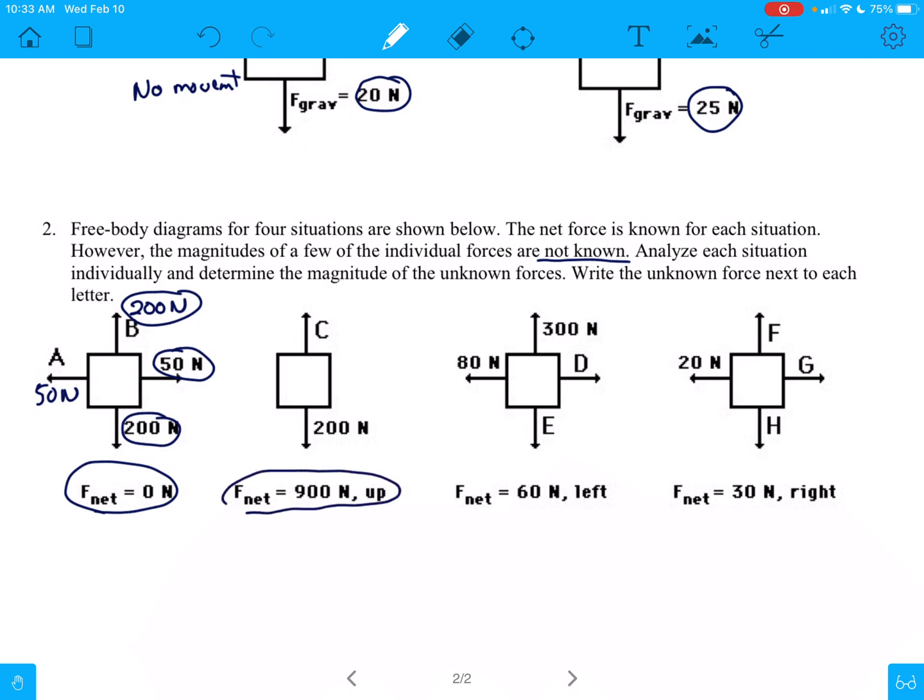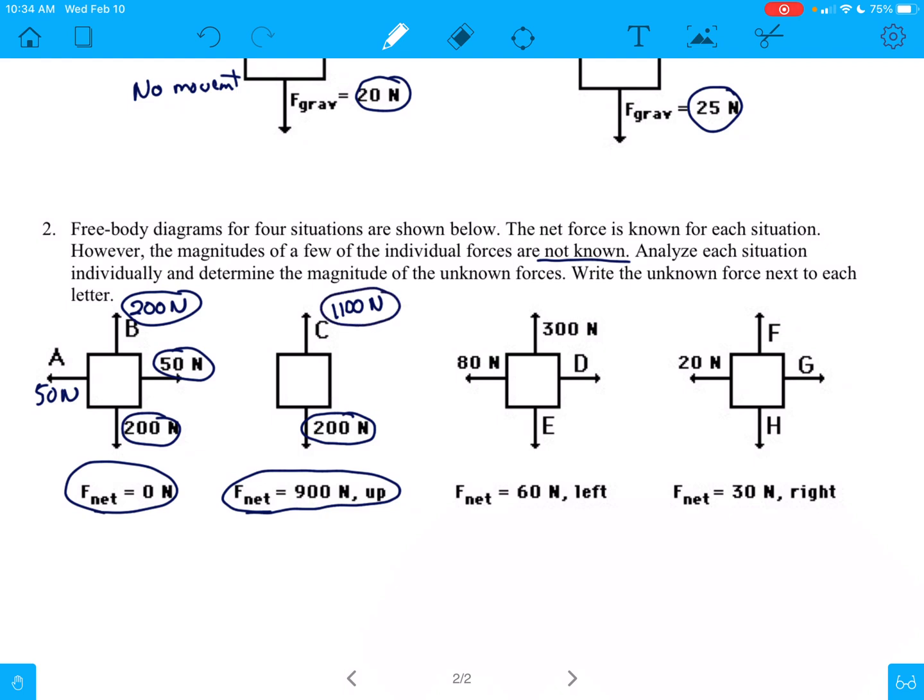Oh, look at this one. This one has a net force of 900 newtons up. Okay, well, we've got 200 newtons down. What does this one have to be up here? That's going to have to be 900 plus 200, so that's going to be 1100 newtons up.